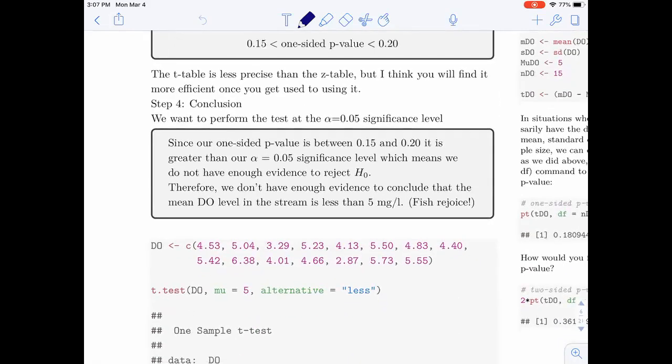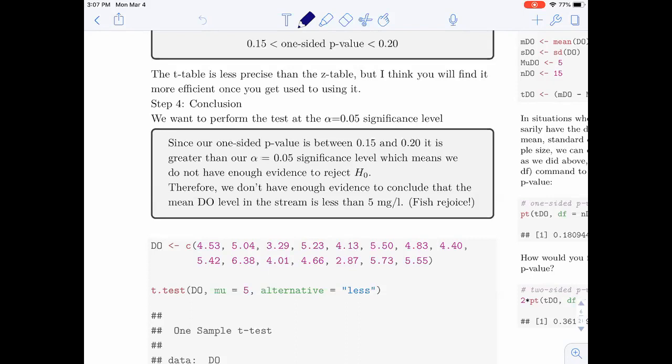Now for our conclusion. Remember, our conclusion has 3 parts. First part is we have to compare, how does our p-value compare to our alpha level? So here I'm saying, since our one-sided p-value is between 0.15 and 0.2, it is greater than our alpha of 0.05. Next step, what does that mean in terms of the null hypothesis? Which means we do not have enough evidence to reject H naught.